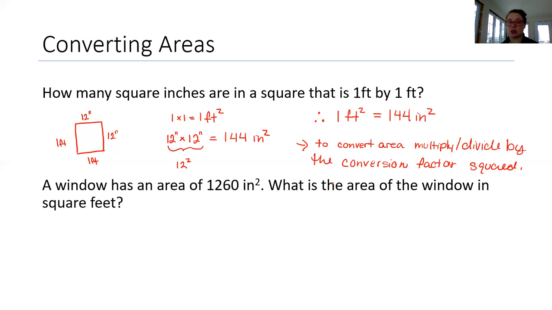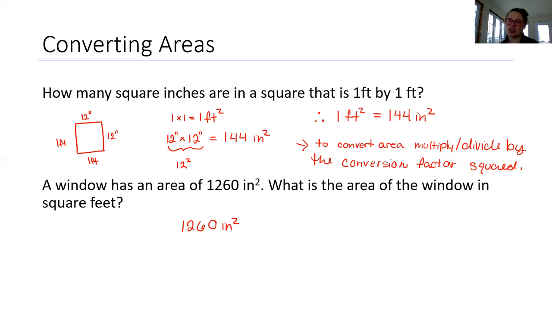So the next question tells us we have a window with an area of 1,260 square inches. What is the area of the window in square feet? So we don't know the original dimensions. This forces us to use our conversion. So up above, we found that 1 square foot is equal to 144 square inches. So we can do this quite easily, exactly the same steps as before. So 1,260 inches squared is what we start out with.